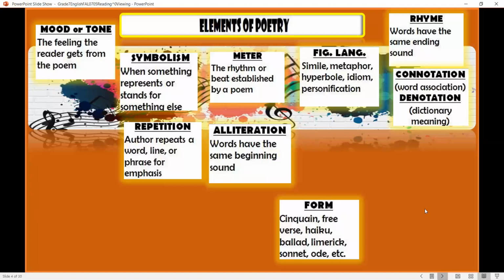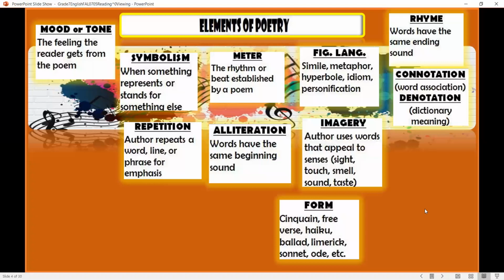Then we have our imagery, when we use words that help us to imagine what is happening. Words that appeal to our sight, to our touch, to our smell, to our sound, to our taste. So if a poem has the word sweet or sour in it, you can associate it to taste.